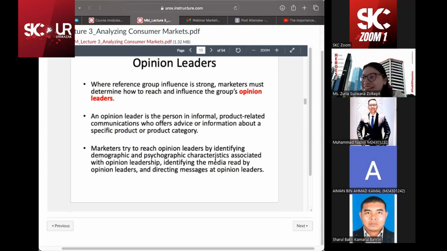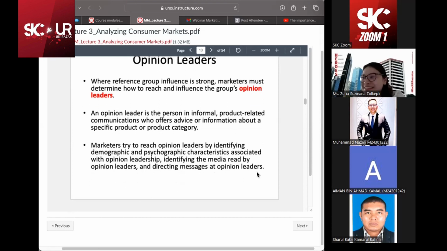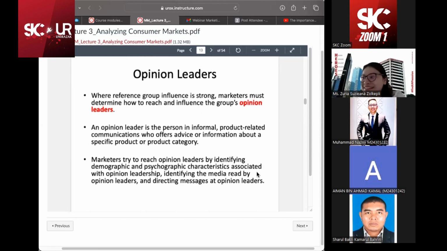So marketers try to reach opinion leaders by identifying demographic and psychographic characteristics associated with opinion leadership, and identifying media reach. Okay, so this works both ways. The reference group and the opinion leaders work both ways, for the marketer side and also for the customer side. For the marketer, opinion leaders help them to understand their customers further. And customers would like to understand better before making a purchase.